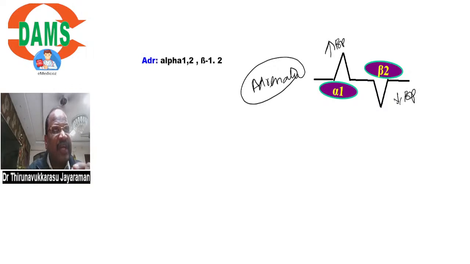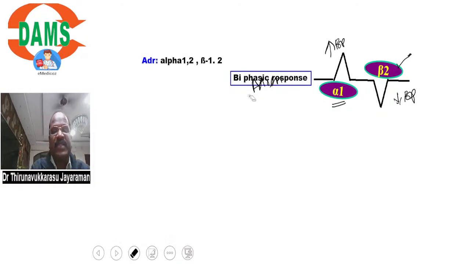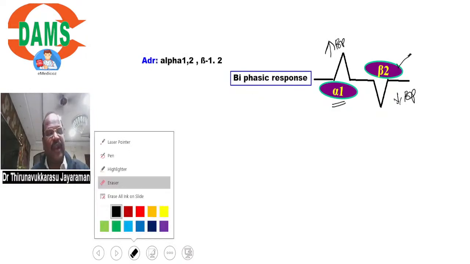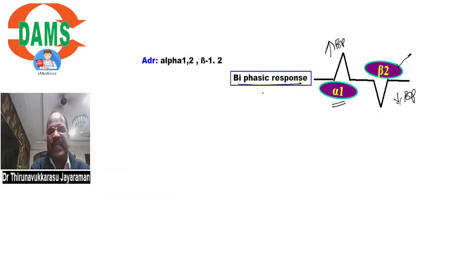The initial rise is due to alpha 1 action, later fall is due to beta 2 action. This is known as biphasic. It's called biphasic response of adrenaline.